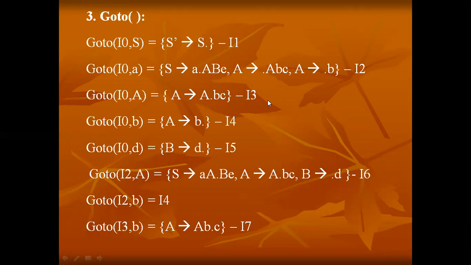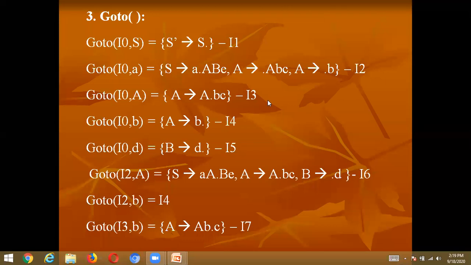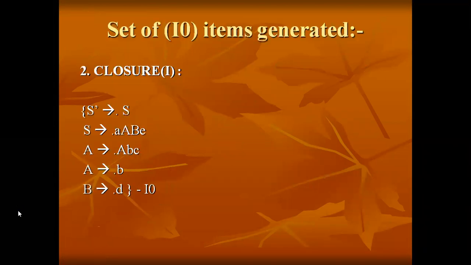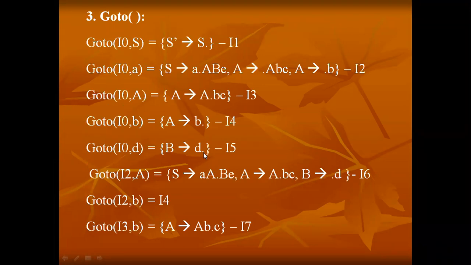Is it clear? Whatever rules we have in the I0 set, we have only 5 rules. We processed all these 5 rules in I0 just by calling the goto function with the symbol. Is it clear now? The set of rules in I0 is completed.